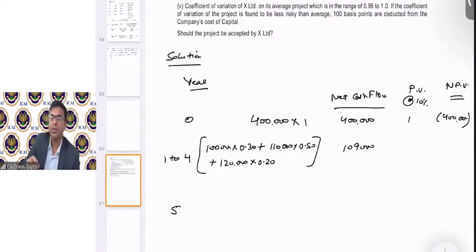The weighted average cash flow for these probabilities, and the present value factor at the rate of 10% for first to fourth year is 3.170. Correct? And hence if we multiply these two, the amount comes as 3,45,530.